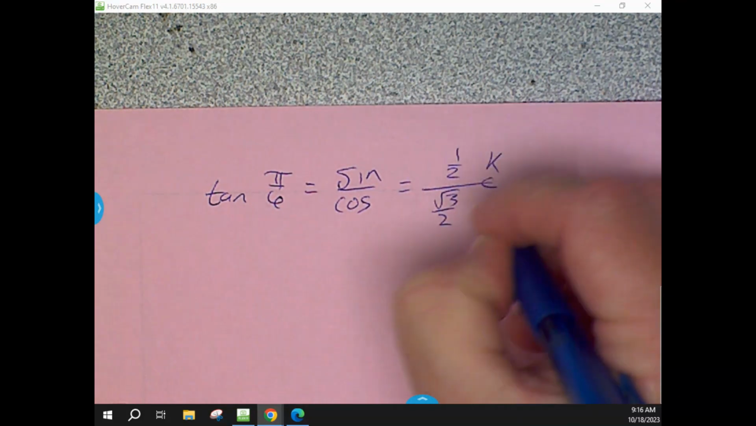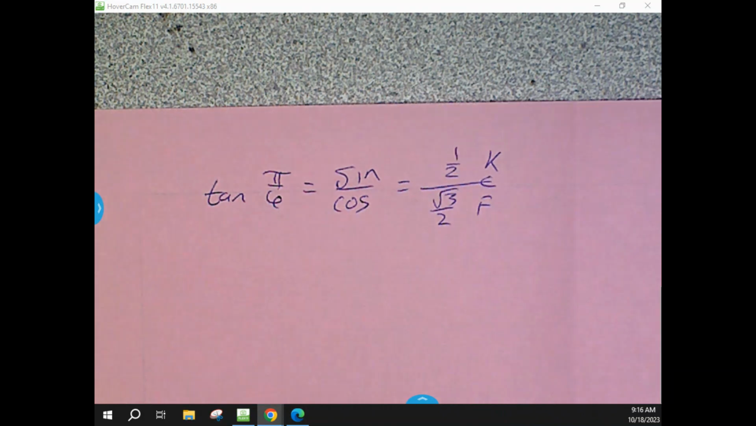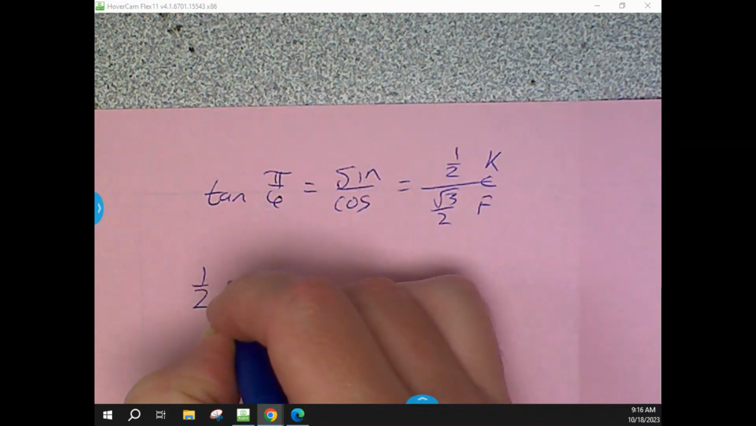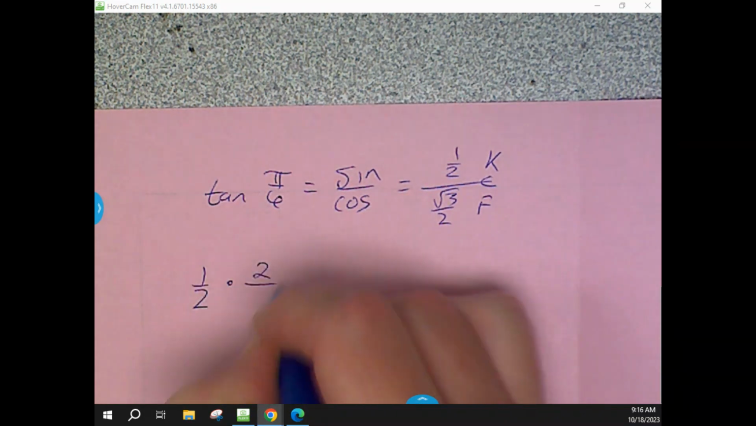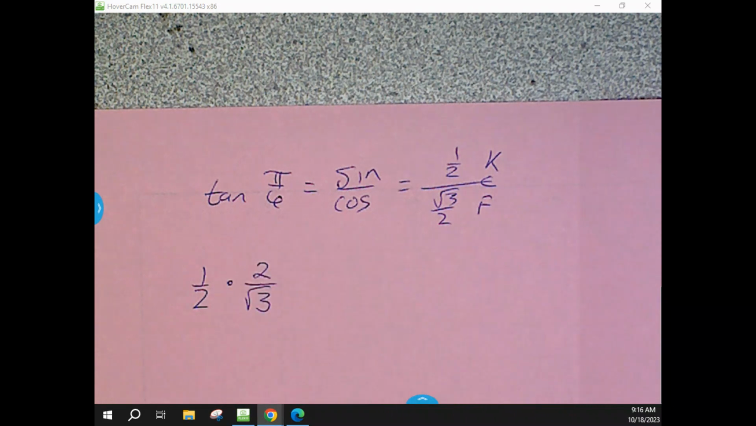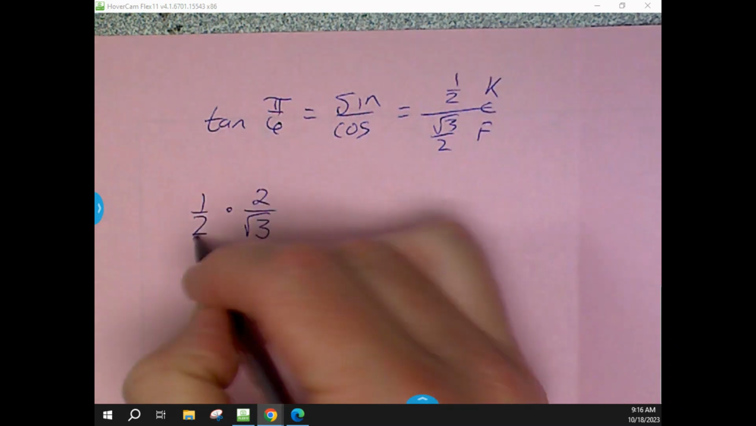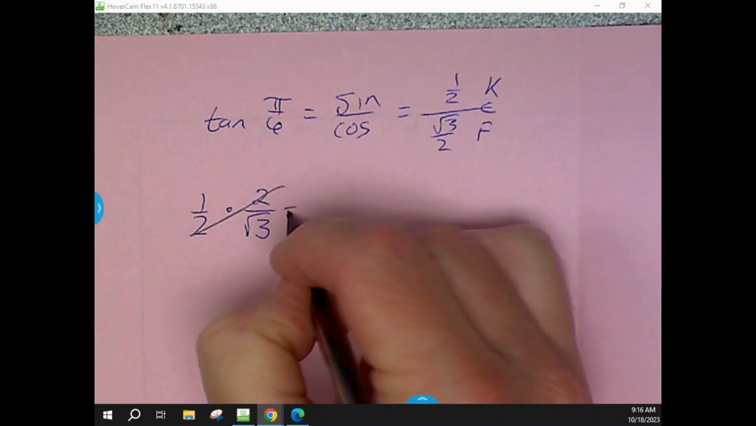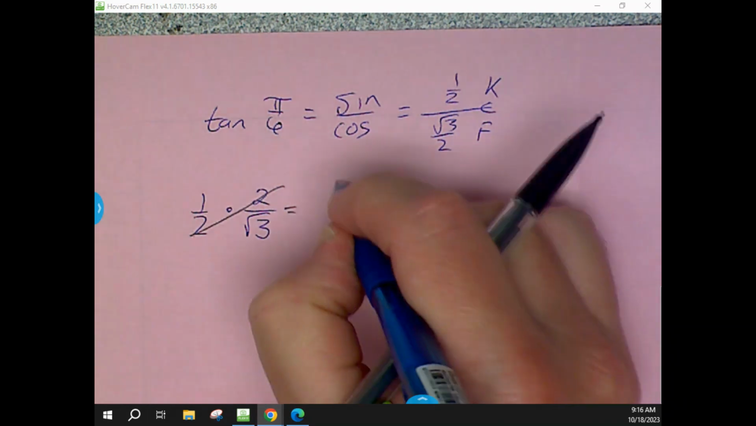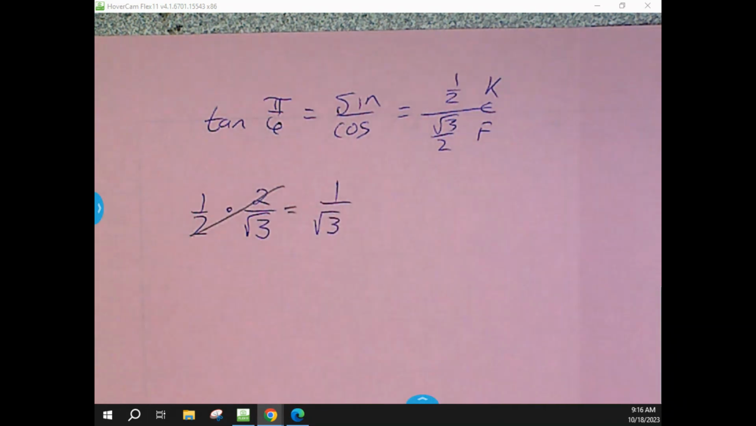All right, we're going to keep it, we're going to change it, we're going to flip it. So it's going to make it 1/2 times 2 over the square root of 3. Okay, and at first look, you go, well, hey, this was a good 2, because the 2's cancel out, which you're correct. And that's going to leave you with 1 over the square root of 3.